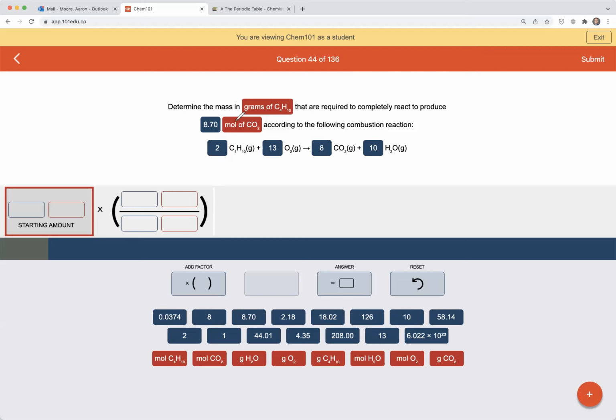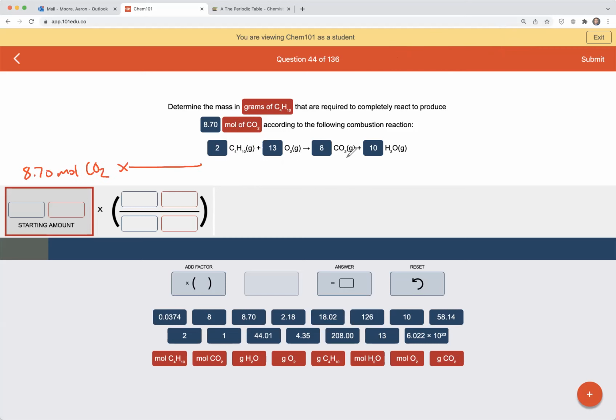Okay, so basically we want to go from the moles of the product, right? So we start here. We know this is like our A, and B would be the grams of this reactant, this butane. Okay, what we know in this case is the amount of the product. So we're going to kind of work backwards, right? So what we know is that we have 8.7 moles of CO2.